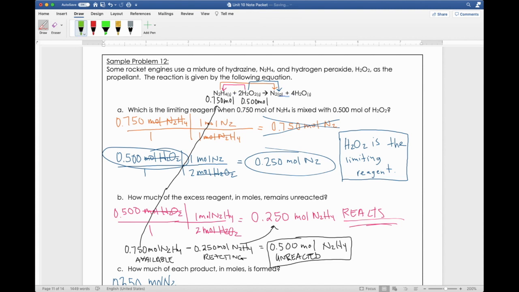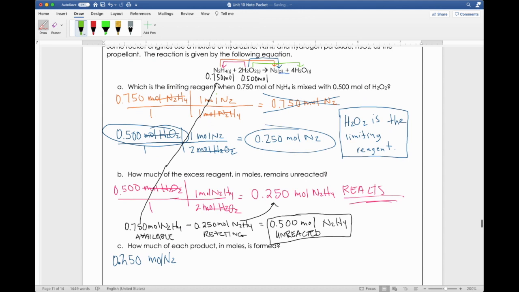How much water could be produced? We have to go from the limiting. It's always from the limiting to your other product. So how much water can be produced from this limiting reagent? You will always go from the limiting. Look how many arrows are coming from this limiting reagent right here. So limiting to the excess, limiting to one product, limiting to the other product. You only needed to do this first one, this one in orange, in order to determine that that's the excess reagent.